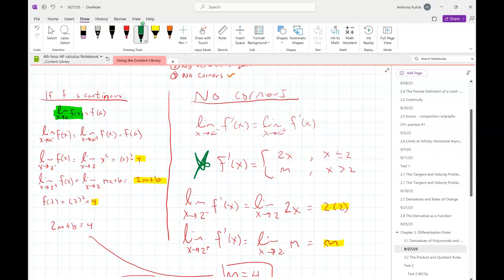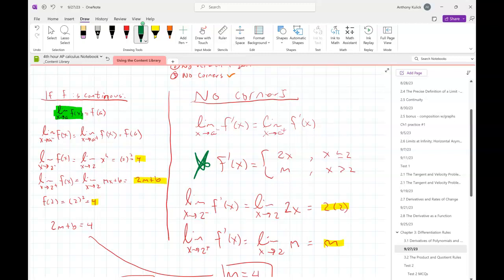mx plus b. So the derivative of mx is just m times 1, and the derivative of b is 0, because that's a constant. So it's just m. And since they have to agree, m equals 4, so the derivative is 4. They have to agree at 2. So I just plugged in 2 for the x in 2x, and that has to equal m. Okay.